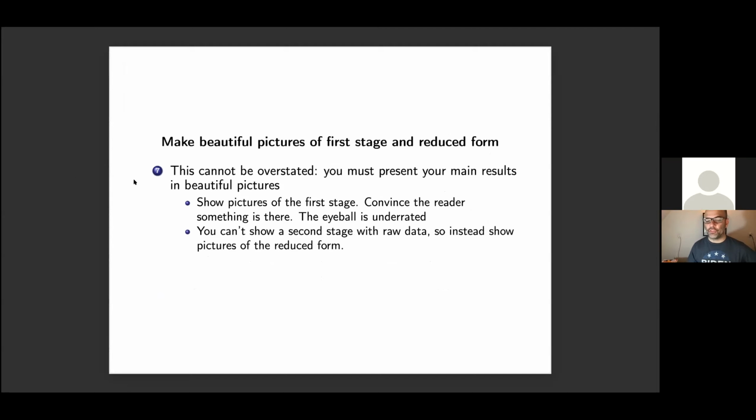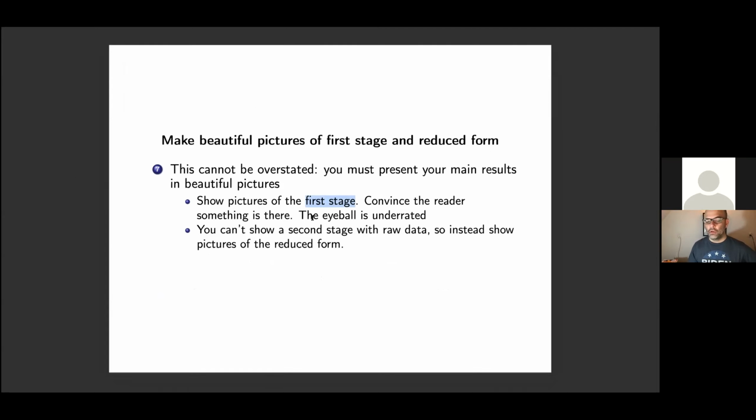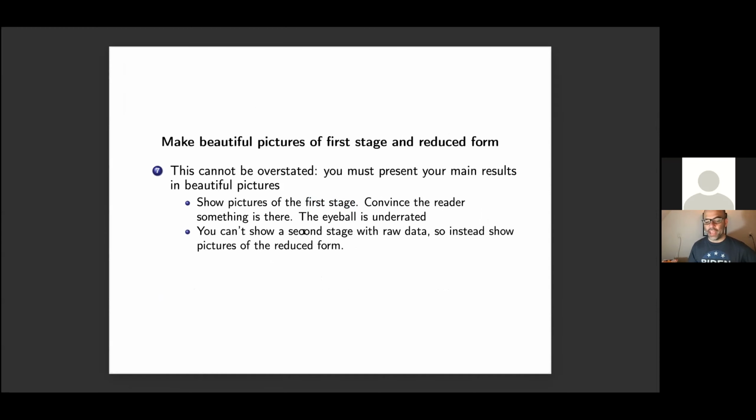Okay. Show pictures of the first stage. You can't really show a second stage picture. Somebody asked yesterday, I think it was Melba or Angelica, have I ever seen a second stage picture? I have not. Just because it's usually a multi-dimensional regression, so it's a little bit harder to do. But you can show pictures of the reduced form. You just got to find a good way to do it.